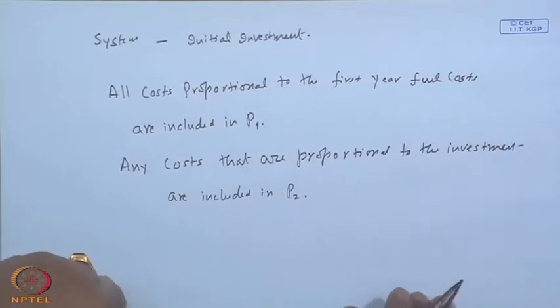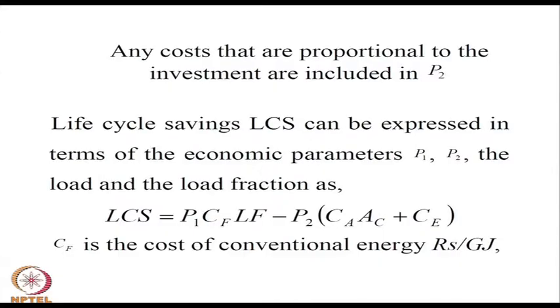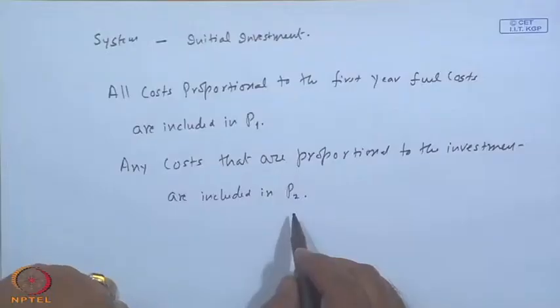So you may make a down payment of 10%. If the investment is larger, the 10% will be larger. If the depreciation is more, the final value will be less. If the inflation of the system is higher, my final value will be higher. They are all included in P2.